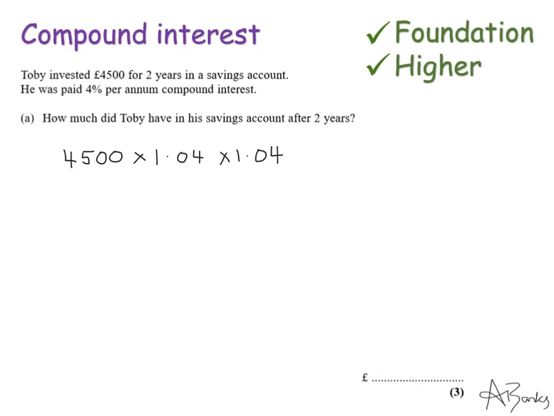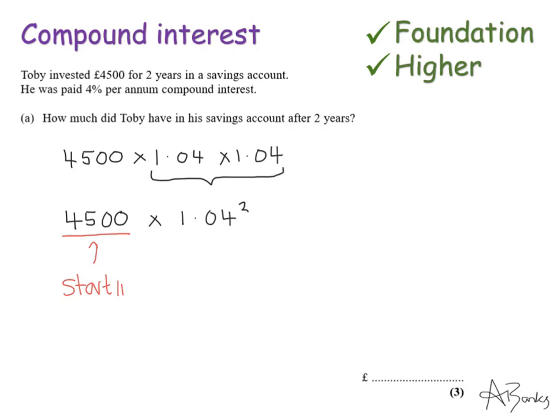Now there is an even quicker way to do this. You'll notice that this bit here, I've got the same number multiplied by itself. So this can actually be written as 1.04 squared. So to type it in my calculator quicker, I'm actually just doing 4,500 times 1.04 squared. So you might notice there's a link between the numbers that are in my question and the numbers I have in this formula here. So this number that I start with is whatever the starting amount is.